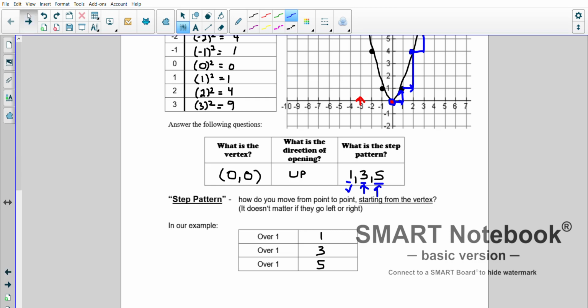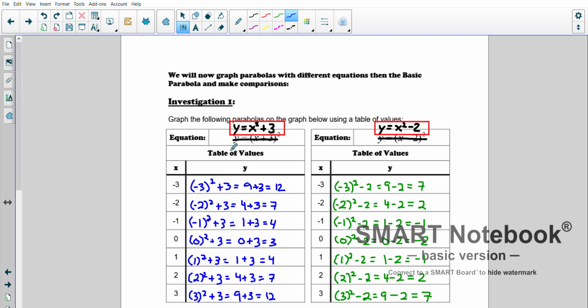Next, we want to see what happens when we make some changes. I have to apologize. There was a mistake in the equations I wanted you to graph. If you could correct them as you're working through this, it should not be y equals (x + 3) squared. It should be y equals x squared plus 3. There's a distinct difference here. In the original version, the 3 is within the brackets, whereas in this case, we want to know what happens when we add a number after the equation of the basic parabola.